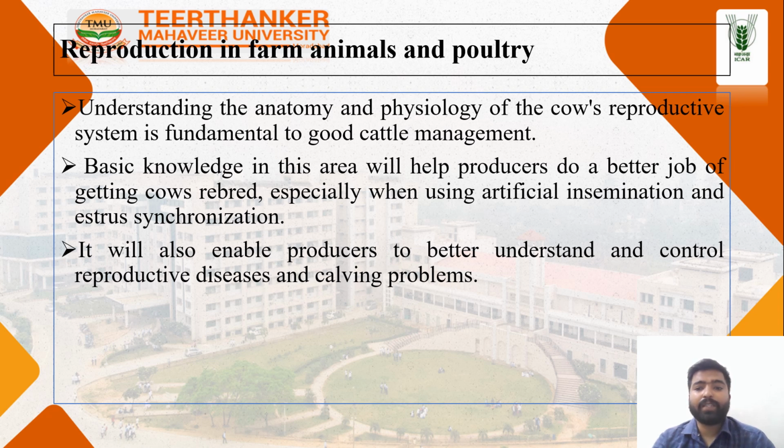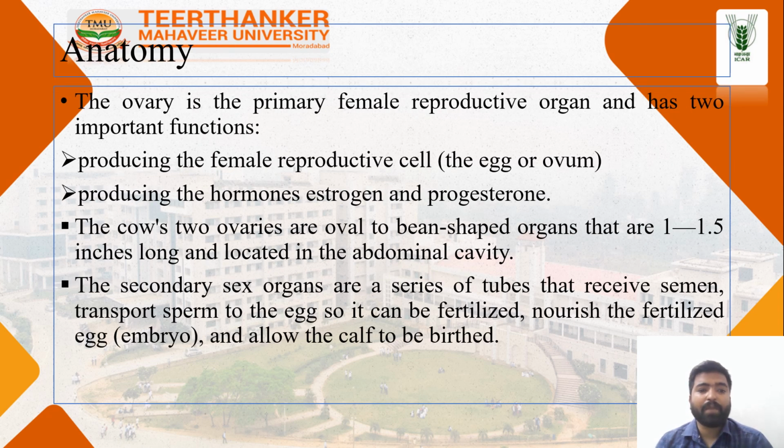Understanding the anatomy and physiology of the cow reproductive system is fundamental for good cattle management. It helps with the synchronization of the estrous cycle as well as artificial insemination and developing superior quality offspring. Anatomy. The ovary is the primary part of the female reproductive organ.